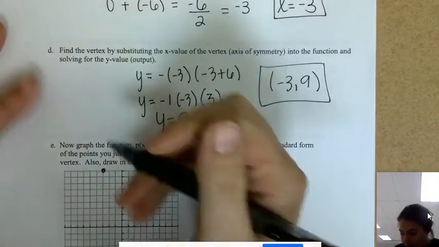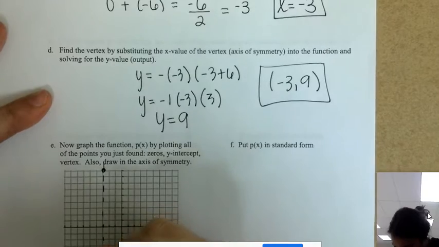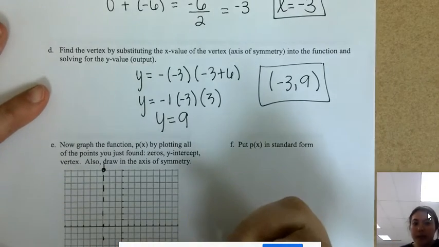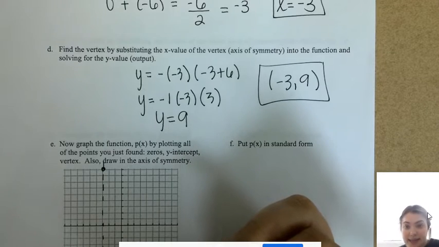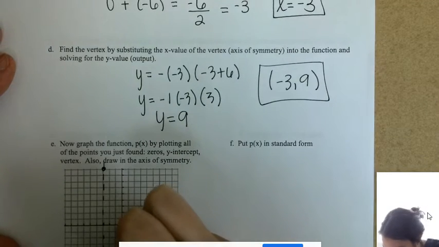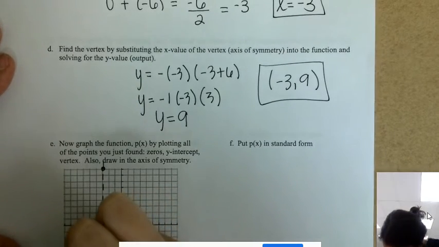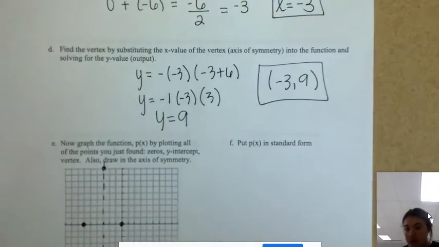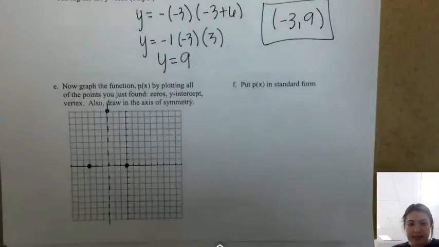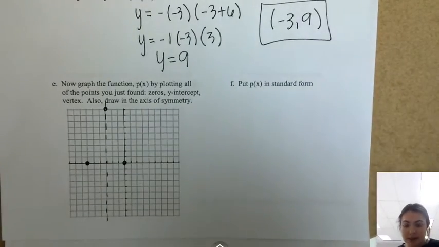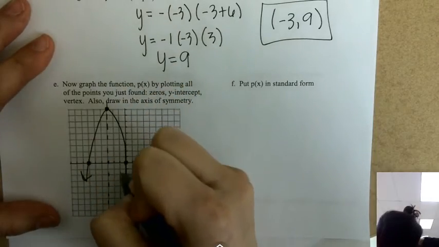We can go ahead and draw in that axis of symmetry right there. Okay. And then we can go ahead and plug in the x-intercepts, which are 0, 0, and -6, 0. And actually, there's no other y-intercept to plot because your y-intercept is the same as one of your x-intercepts. So really, this is the parabola right there.